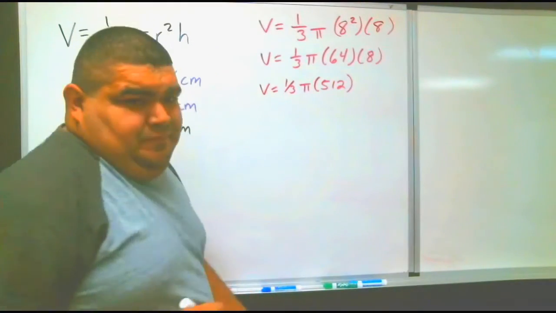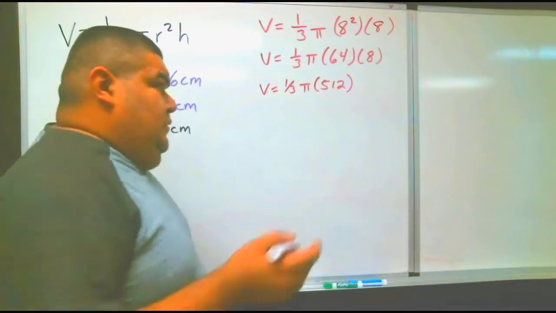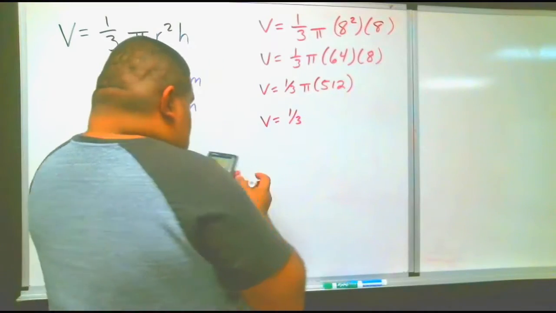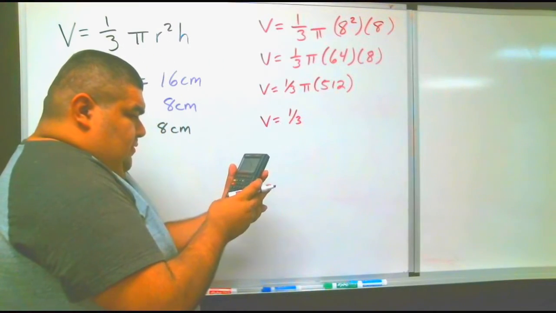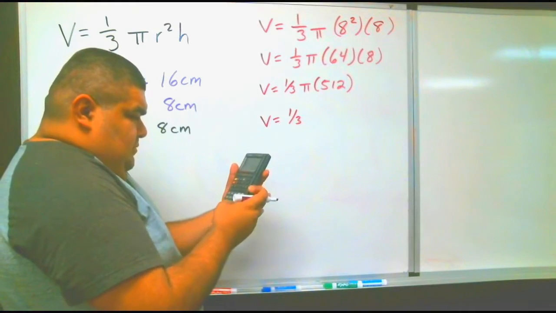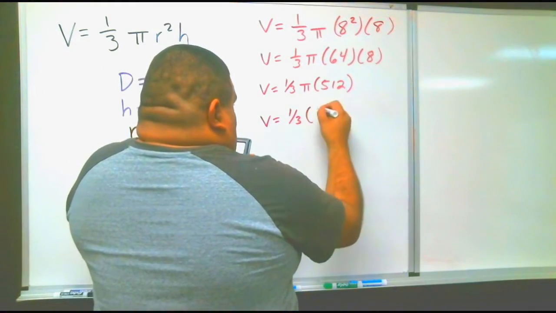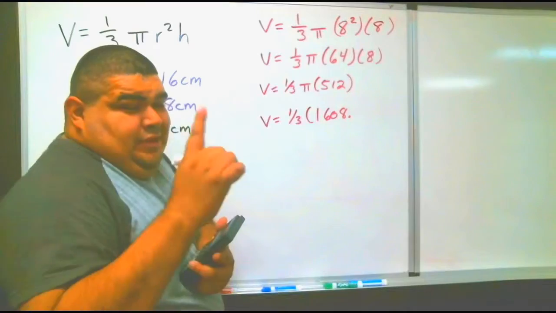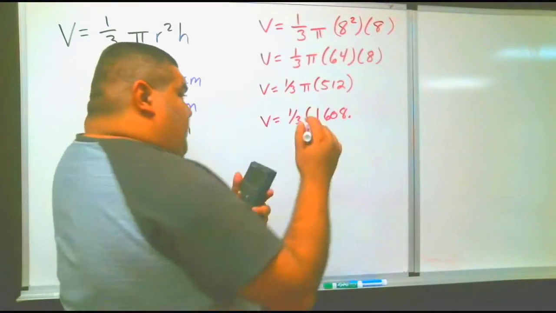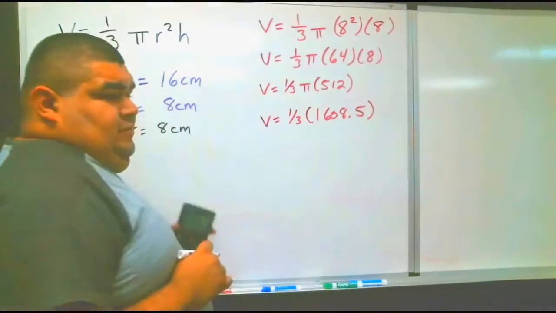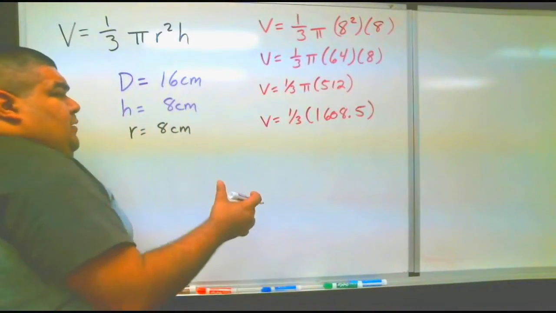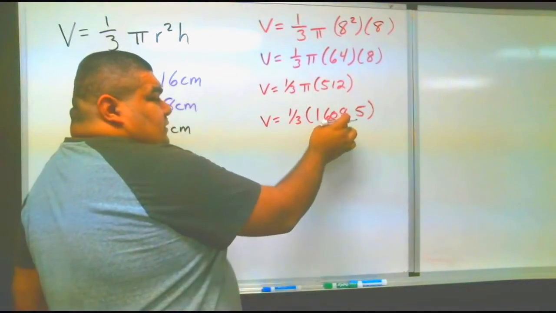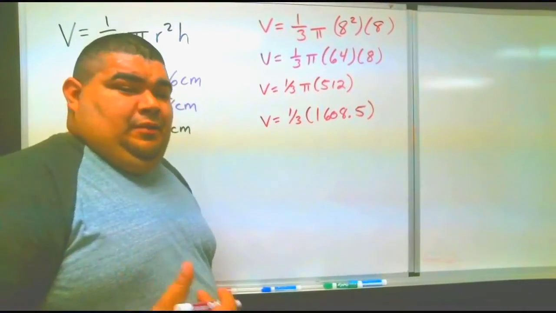Then I'm going to combine the 512 and the pi. So V equals 1/3 times 512 times pi, which equals 1608.49. We're only going to keep one digit after the decimal, since the 9 makes the 4 a 5. And then finally, we multiply by 1/3, or we can say we divide 1608.5 by 3.